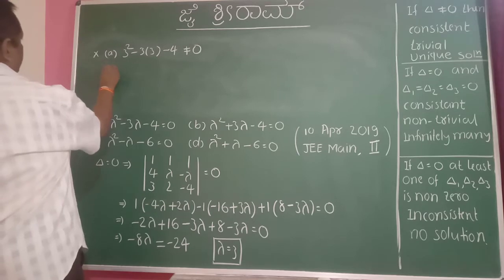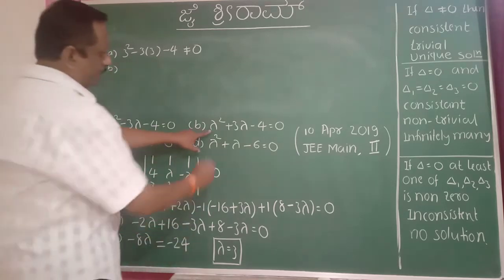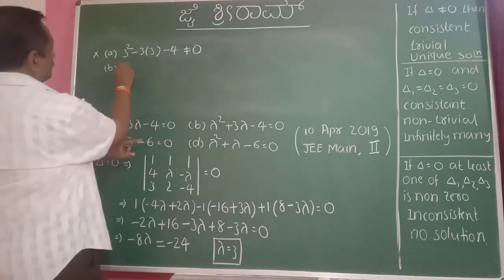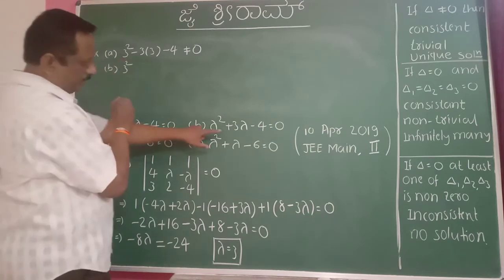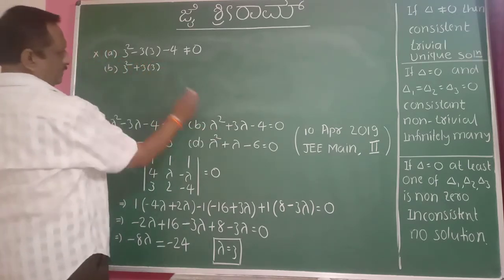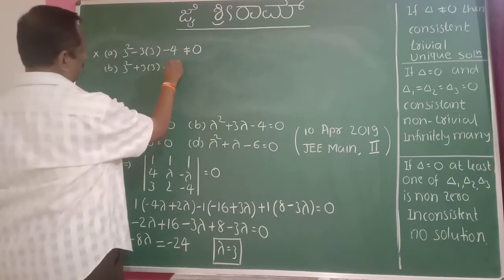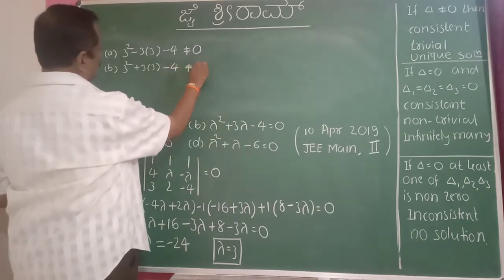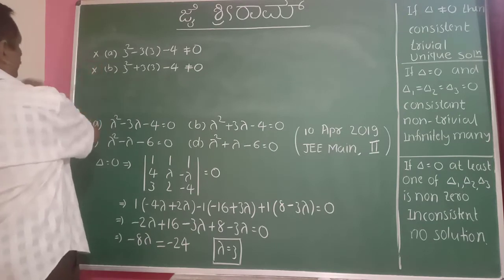If you take the second option, again I put lambda value 3 here. So 3 square, 3 into 3 plus 3 into 3 minus 4. Again this is not equal to 0 here. The second option is also wrong here.